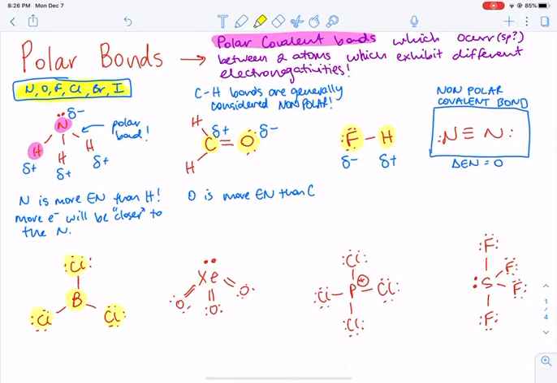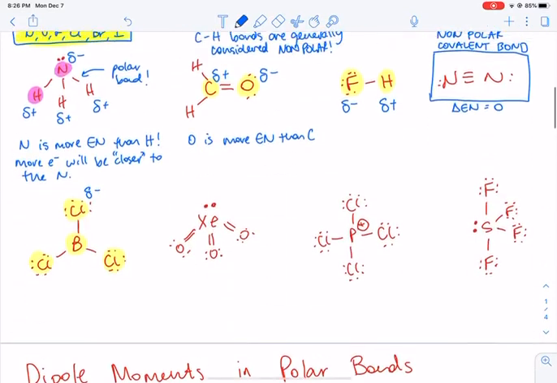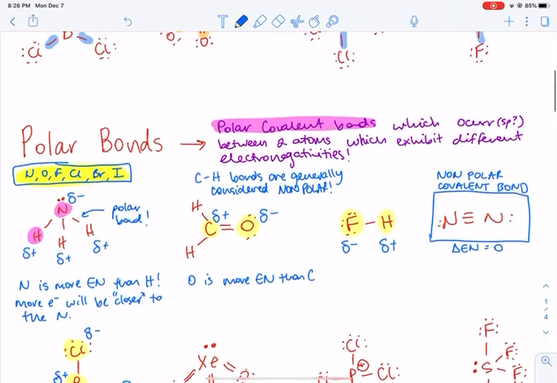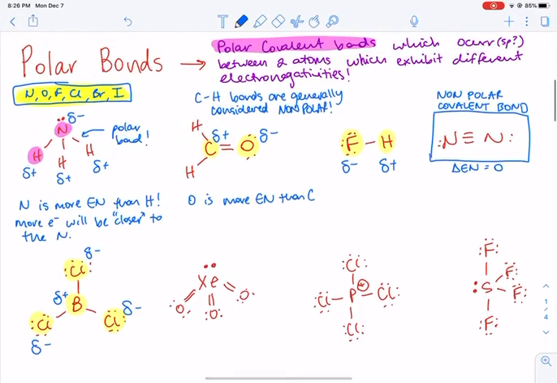So here we have 3 polar bonds. I'm going to put the partial negative charges by the chlorines and the partial positive charge by the boron. That is because chlorines are more electronegative than boron, and the electrons are going to want to be closer to the chlorines a greater percentage of the time.